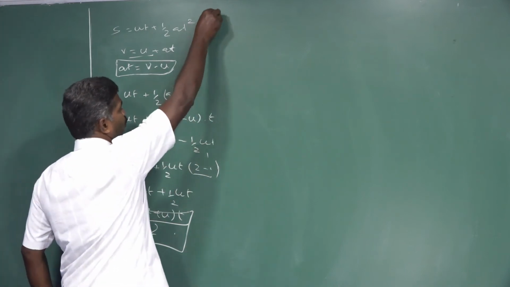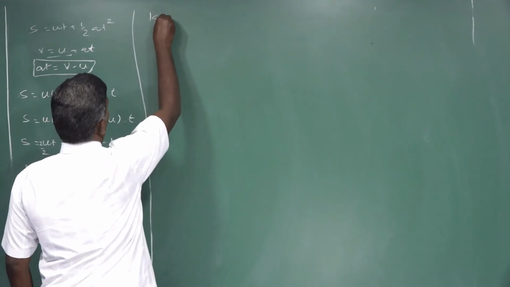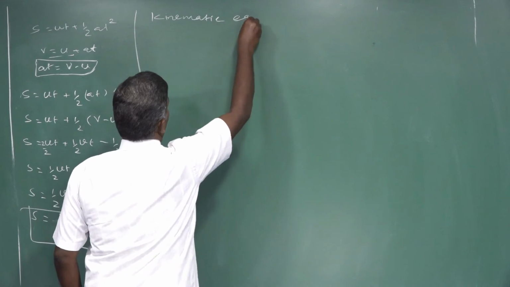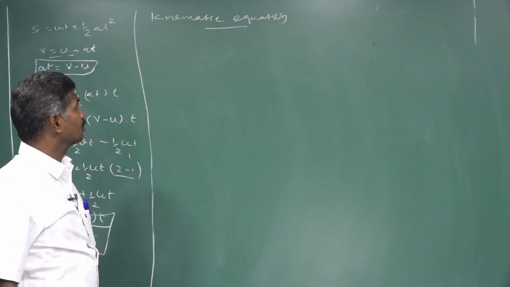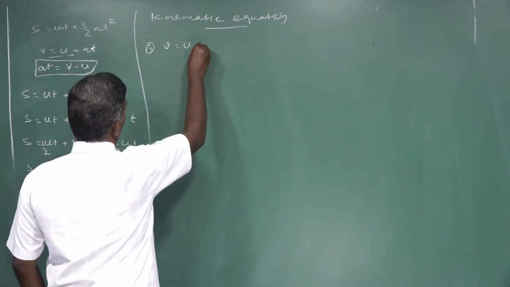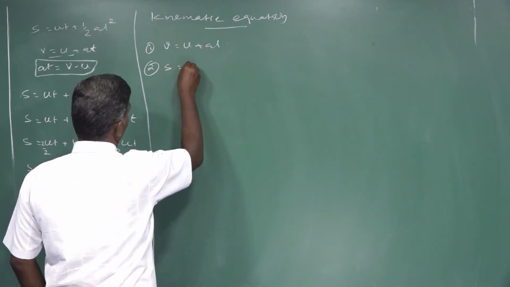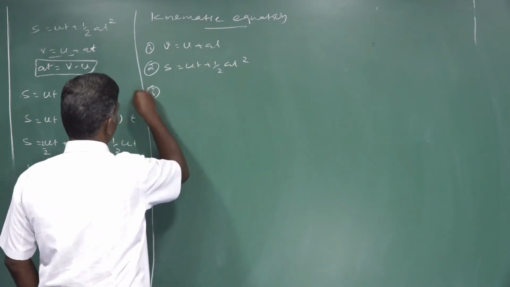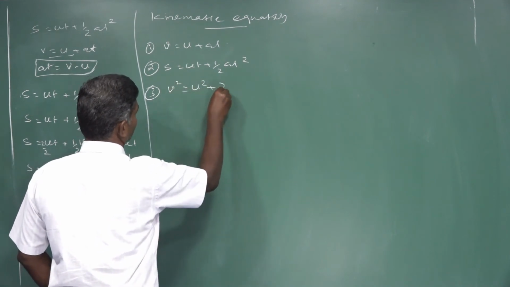So far we have four equations of motion, which are called the kinematic equations for motion under constant acceleration. The first equation is v = u + at. The second one is s = ut + 1/2 at square. The third one is v squared = u squared + 2as.